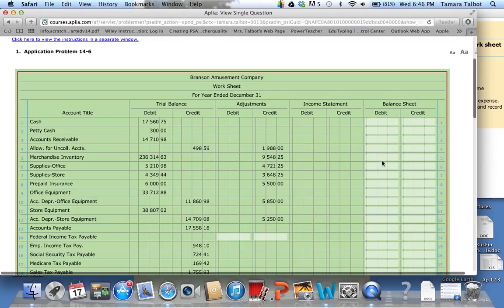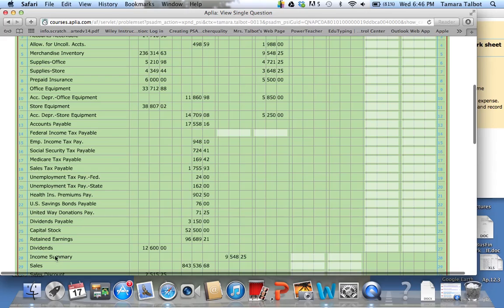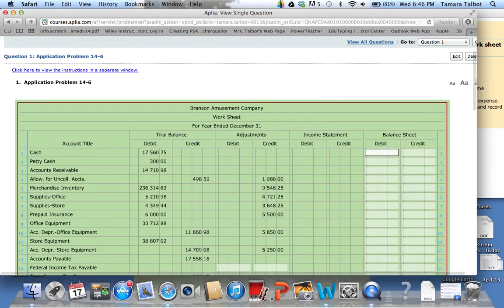Remember, the balance sheet has assets, liabilities, and owner's equity. So we will just go through, and from cash down to dividends will be listed in the balance sheet. You just move the amounts over. I'm not going to take a lot of time to do this because you can do this on your own. And you have 300, 14, 7, 10, 98.